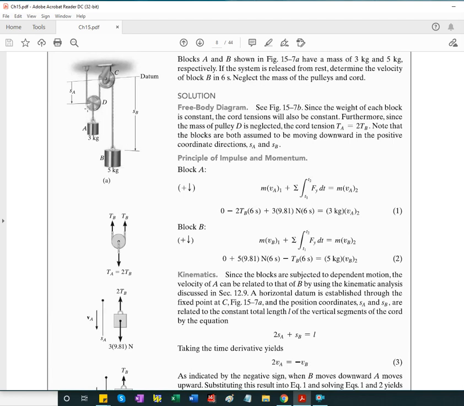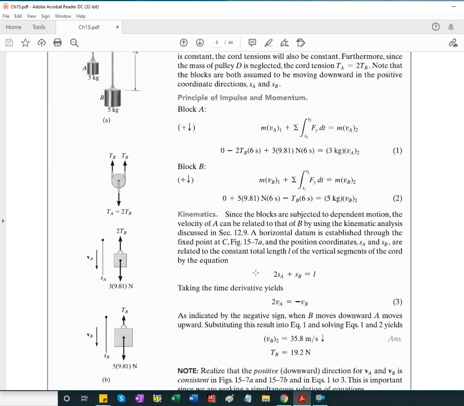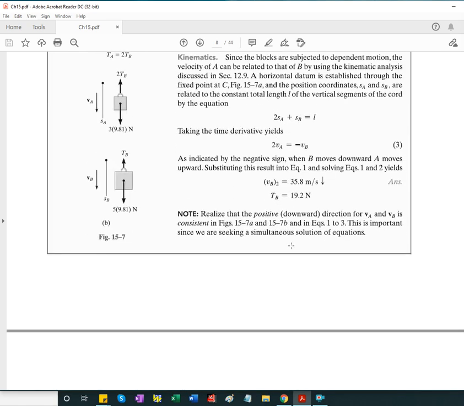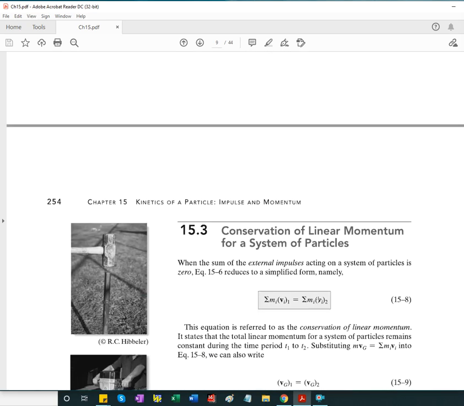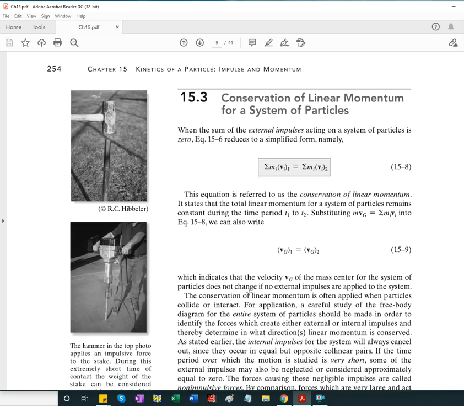Because of the way the two masses are chosen, block A is going to move up, block B is going to move down. All right. There are preliminary problems and regular problems. In between, I printed just the theory pages.